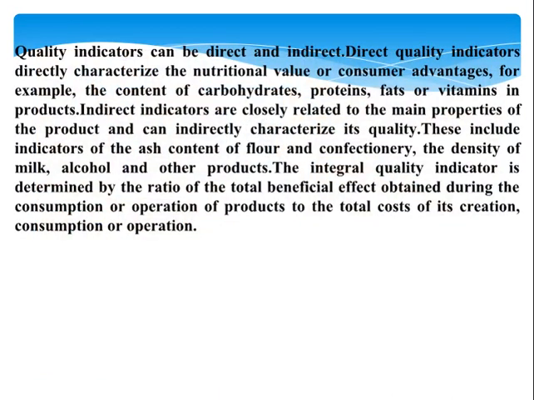Quality indicators can be direct and indirect. Direct quality indicators directly characterize the nutritional value or consumer advantages, for example, the content of carbohydrates, proteins, fats or vitamins in products. Indirect indicators are closely related to the main properties of the product and can indirectly characterize its quality. These include indicators of the ash content of flour and confectionery, the density of milk, alcohol, and other products.